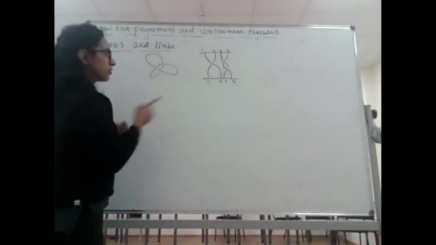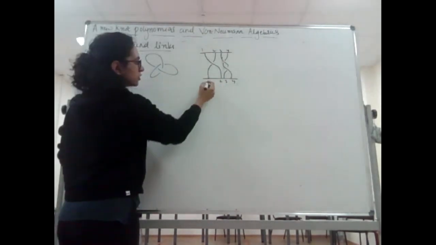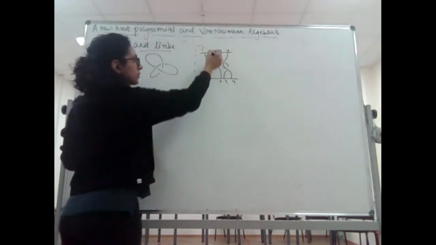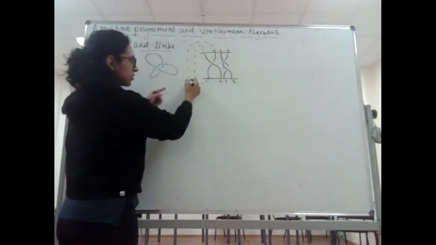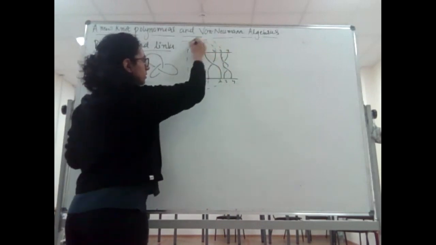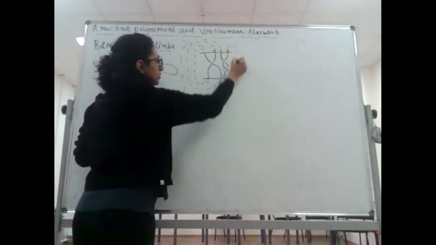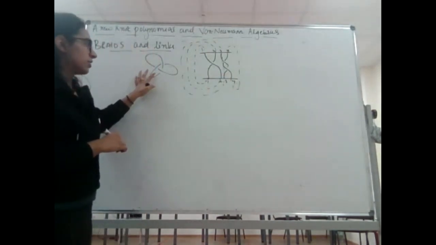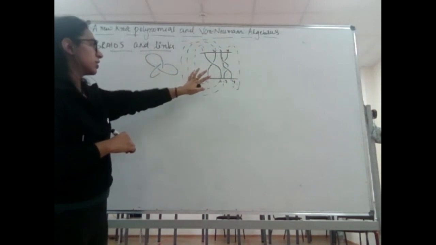And a closure of a braid is nothing but if we just join these points together without any additional crossings while joining. So this is a closure of a braid. So if you have any link here, it can be given by the closure of some particular braid.